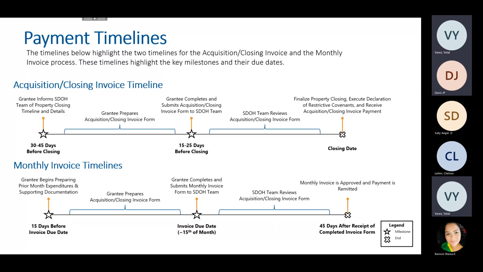For the monthly invoice timelines, we do ask that invoice forms for the prior month be provided by the 15th. So for example, a May 2023 invoice we request be sent to us by June 15th. We'll do our reviews, and then typically payment will be sent 45 days after receipt of the completed invoice form.